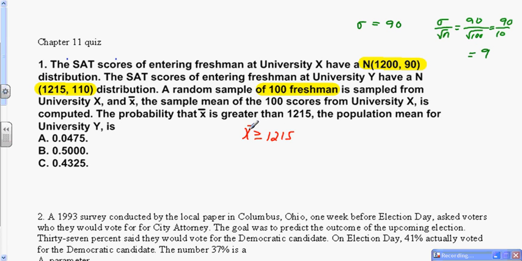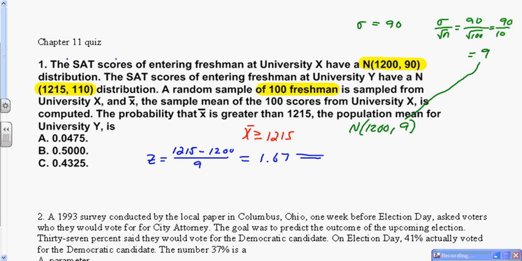So for this part of the question, we have to acknowledge that the distribution has changed. The average, or the mu, is the same, but our standard deviation is now 9. So we don't use the 90. We go through the z-score process. We have 1215 as our x that they're wondering about. We subtract the mu and divide by the new standard deviation. That will give us approximately 1.67.